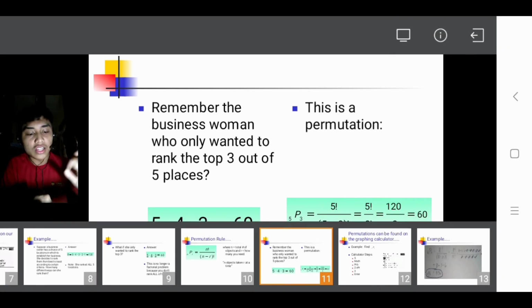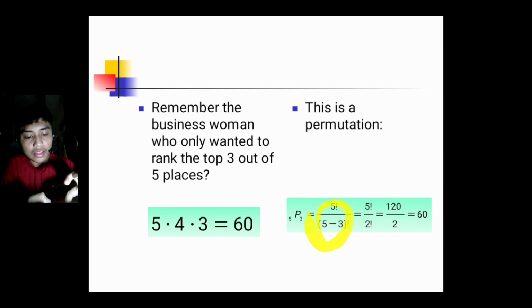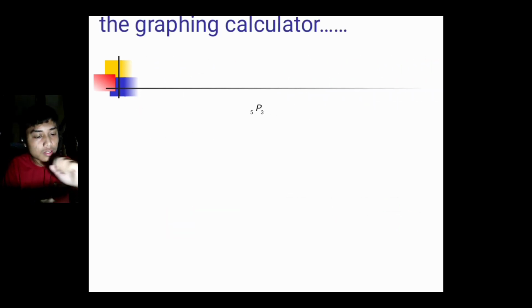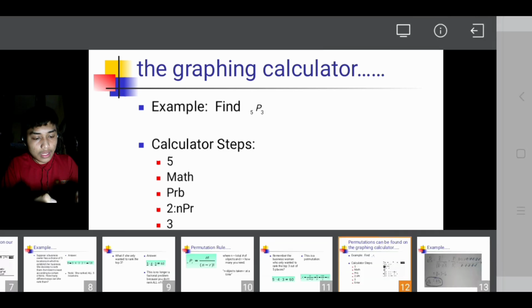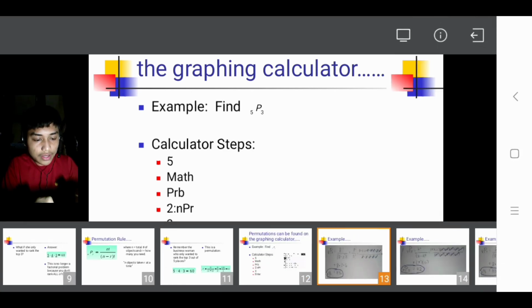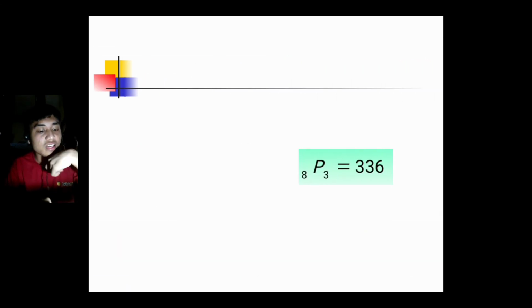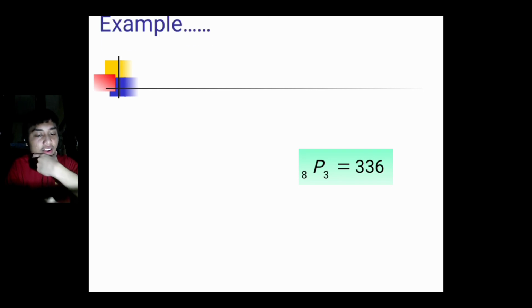Kapag wala kayo sa calculator, pwede nyo gamitin yung mismong formula na ito. Yung ganyan mismo. Basta alam nyo kung ano yung n, kung ano yung r. Yun lang po yun. So, ayan po yung ating, ano. So, dito na tayo. So, now, may advance tayo, 336.